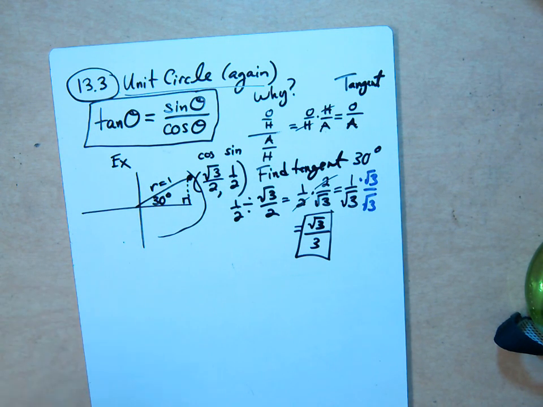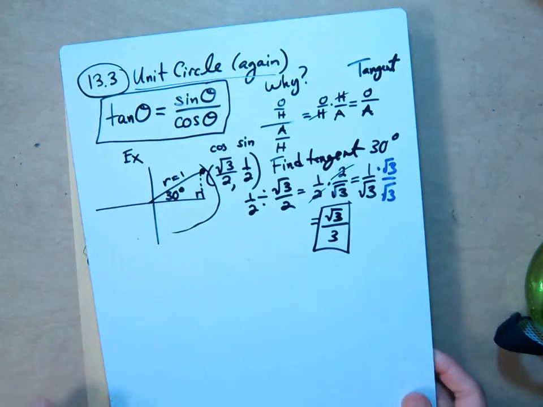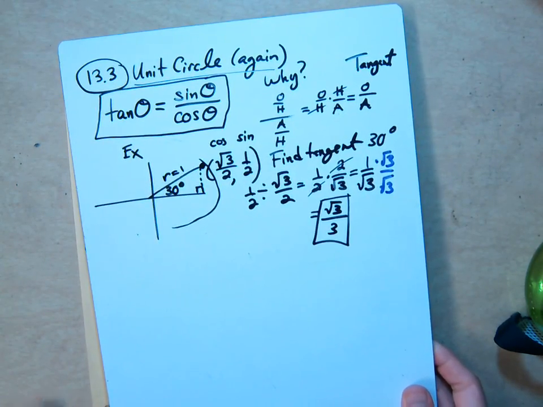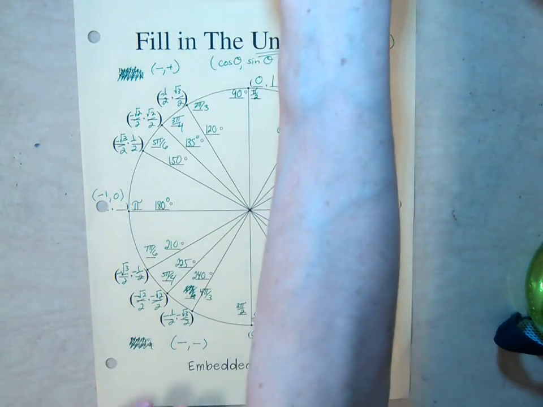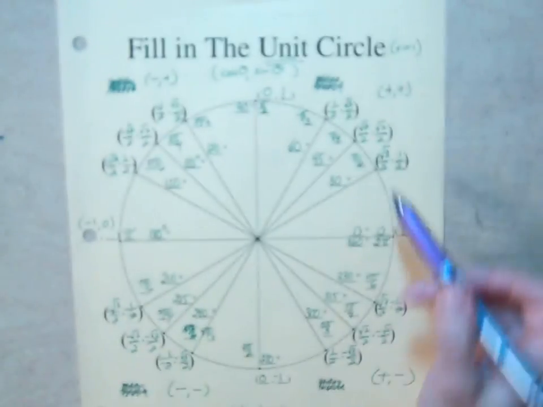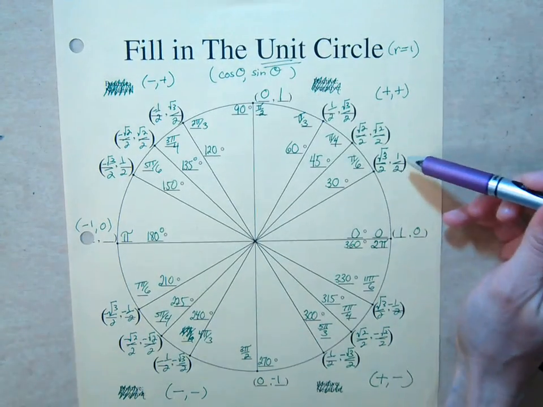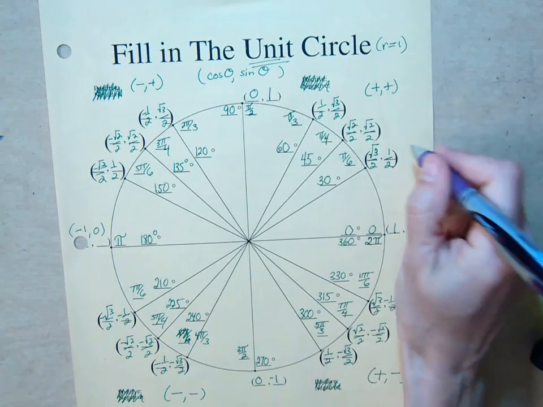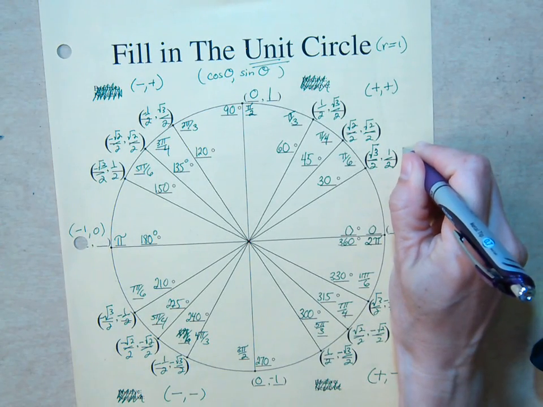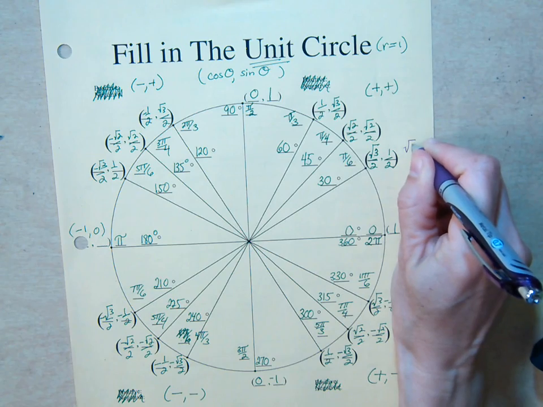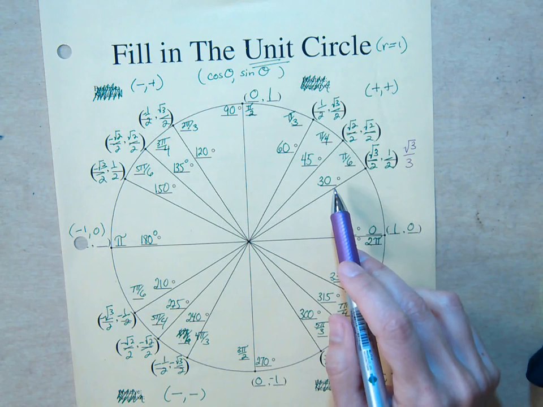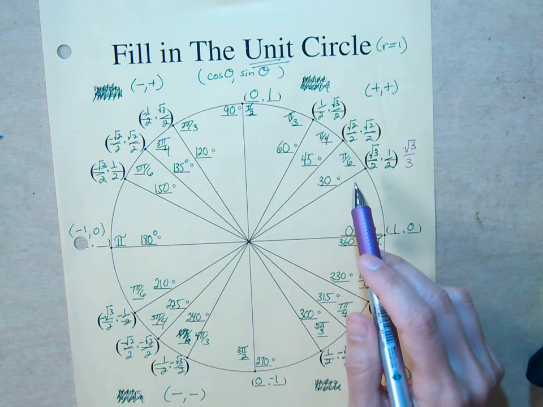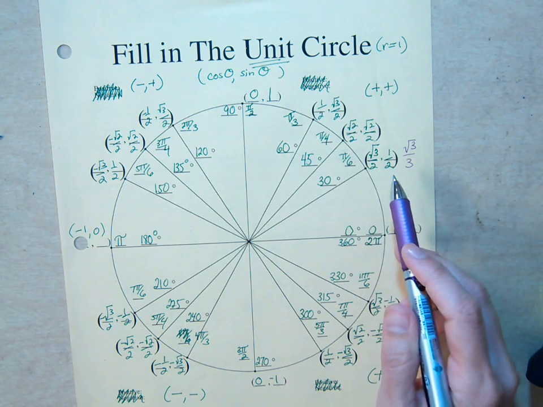Well, after you do this enough times, you get tired of doing it, and then you say, I'm just going to memorize it. So here are the values. We're going to go back to your unit circle and fill these in. Add what we just derived in your notes: the tangent, we'll write it right next to it. The tangent is root 3 over 3 for a 30-degree angle. The tangent of 30 degrees will always be root 3 over 3.